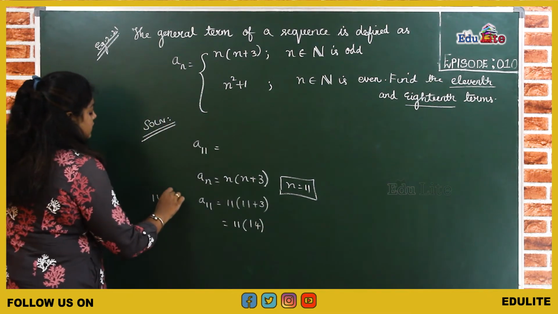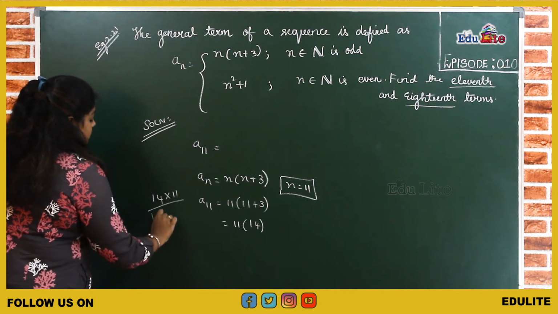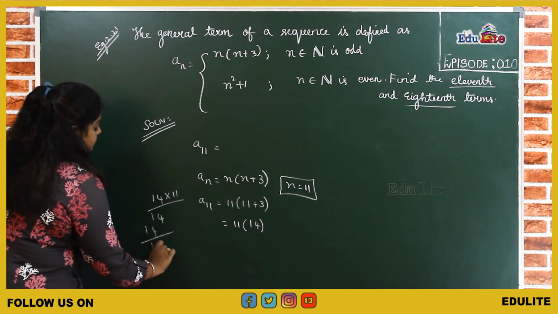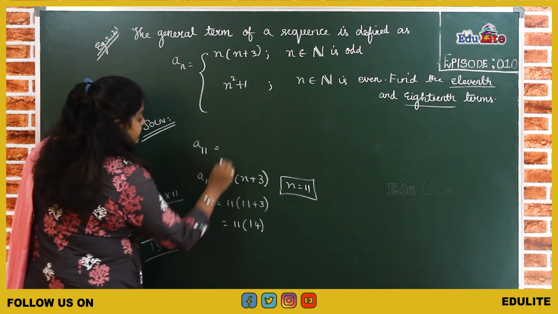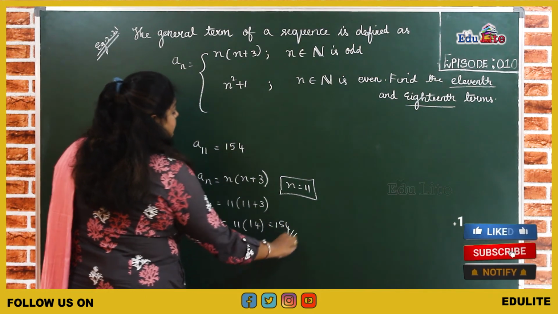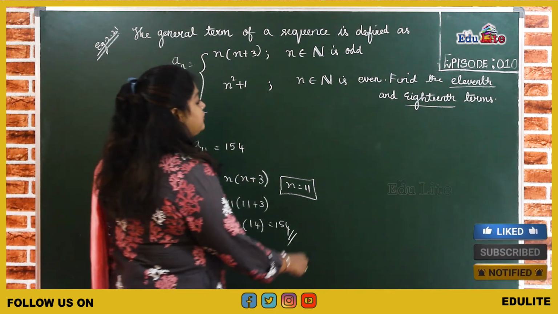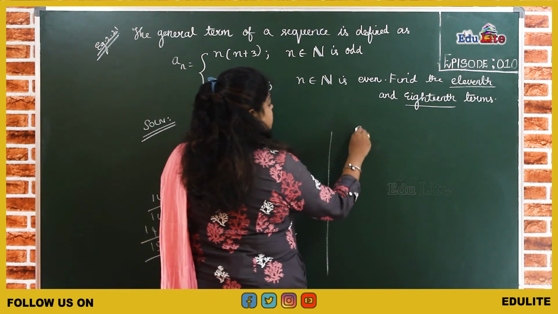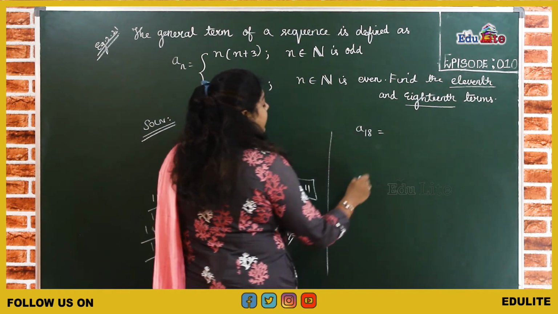So 14 into 11, which is 154. Therefore, A11 is 154. Next, we have to find the 18th term, which can be represented as A18.